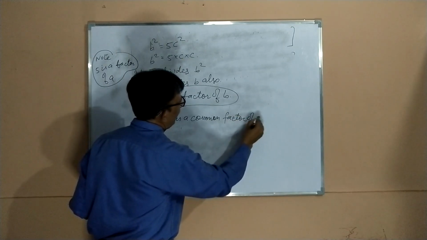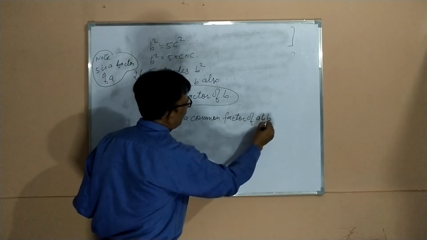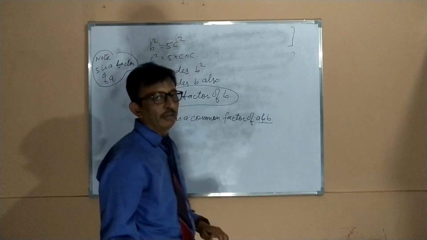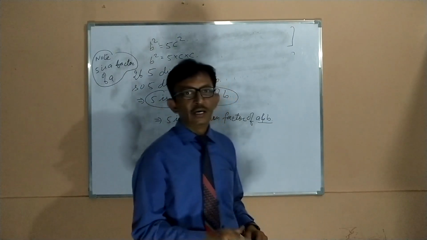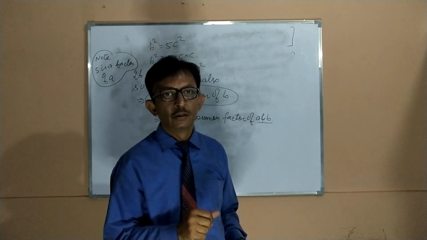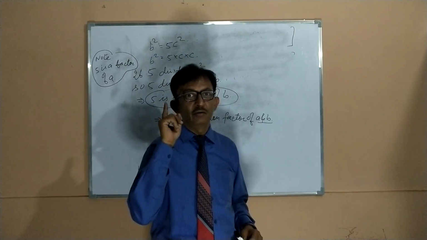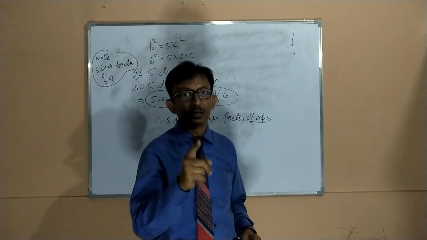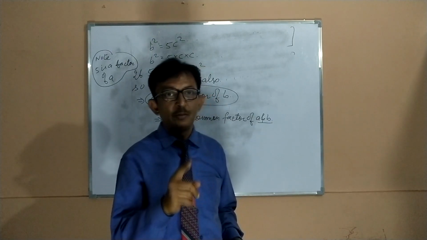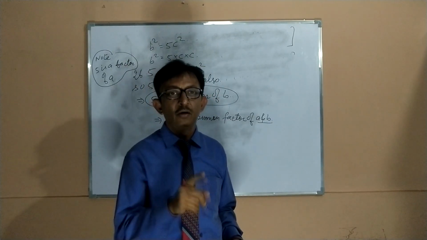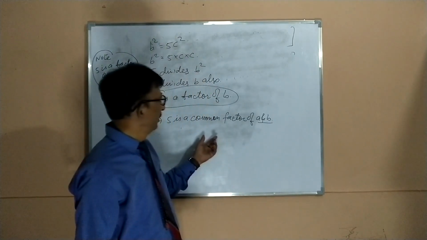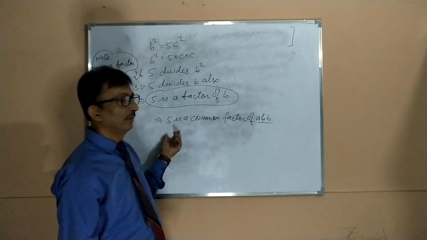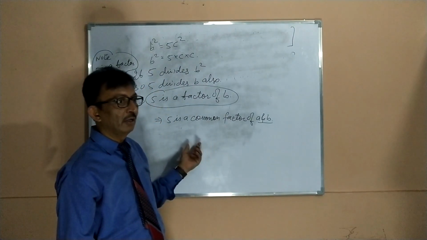अब वापस याद कीजिए a and b के बारे में आपने क्या माना था? What you supposed? a and b are co-prime numbers. It means we were supposing that time when we were supposing a upon b is a rational number. So a and b are co-prime. It means HCF of a and b is 1. But here one more factor we are having, 5. HCF of a and b is 5 also here.